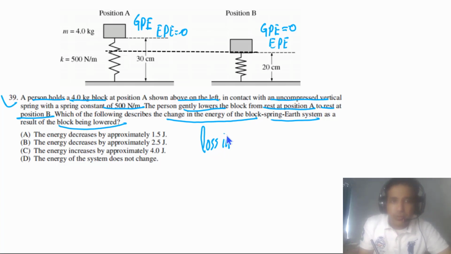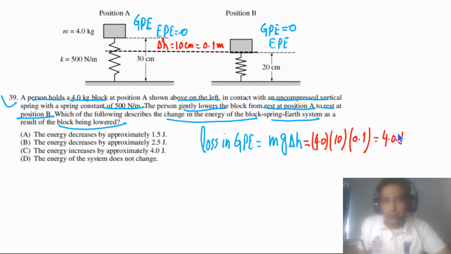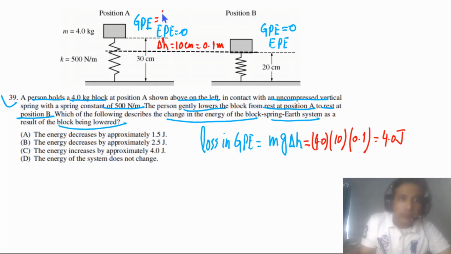First of all, we can write down the loss in GPE. Loss in GPE will be equal to mg delta H, and delta H in this case is equal to 10 centimeters, 30 minus 20, and this is equal to 0.1 meters. Now simply we can plug in values. The mass of the block is given, that is equal to 4.0 kg, and we have the value of g, that is 10 newtons per kg, and delta H is 0.1 meter. If we simply multiply, we will get 4.0 joules. So this is the value of the loss in GPE.